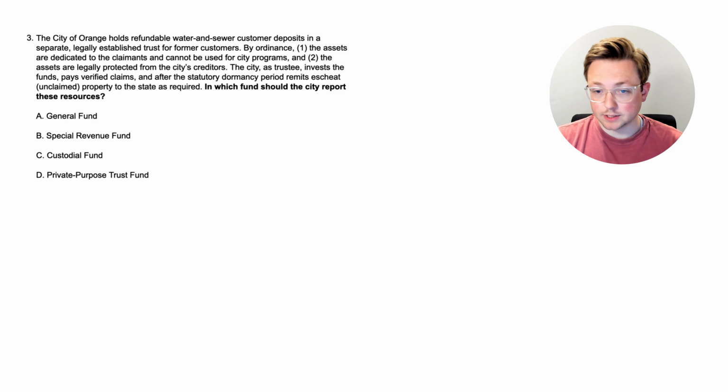The city, as trustee, invests the funds, pays verified claims, and after the statutory dormancy period, remits escheat, and by the way, we'll talk a little bit more about what that means, escheat or unclaimed property, to the state as required. In which fund should the city report these resources?